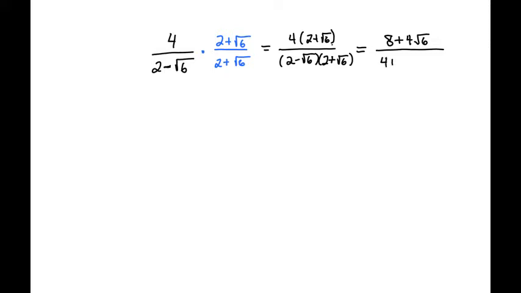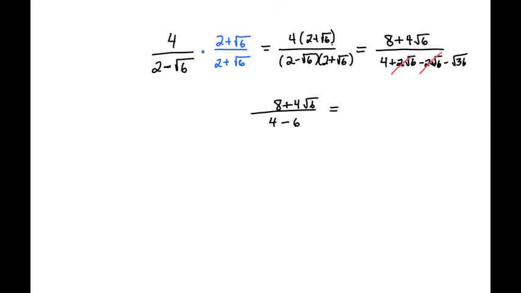Outside times outside would be plus 2 root 6. Inside would be minus 2 root 6. And last times last will be minus root 36. So the numerator is 8 plus 4 root 6. The denominator simplifies because the plus 2 root 6 and the minus 2 root 6 drop out. And the root 36 simplifies to just 6.